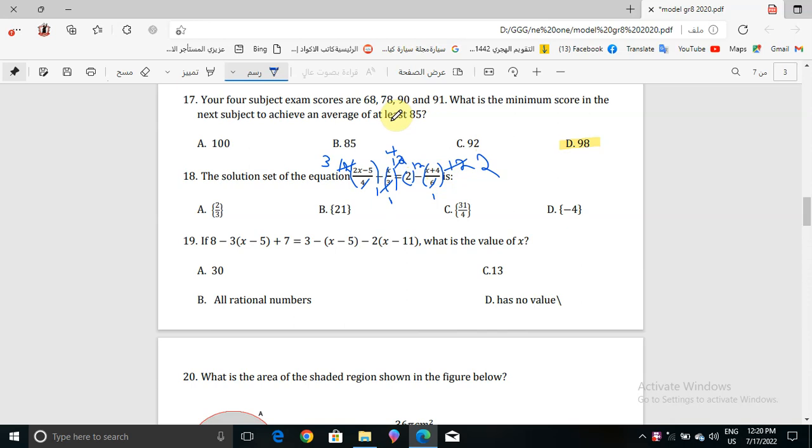Then when you collect the like terms together, it will be 2x minus 15 is equal to 16 minus 2x. Then you will find 2x plus 2x is equal to 16 plus 15. Then you will get 4x is equal to 31, right? Then divide both sides by 4. Then cut 4 by 4, and the last answer will be x is equal to 31 over 4. So the correct answer for question number 18 will be choice C.